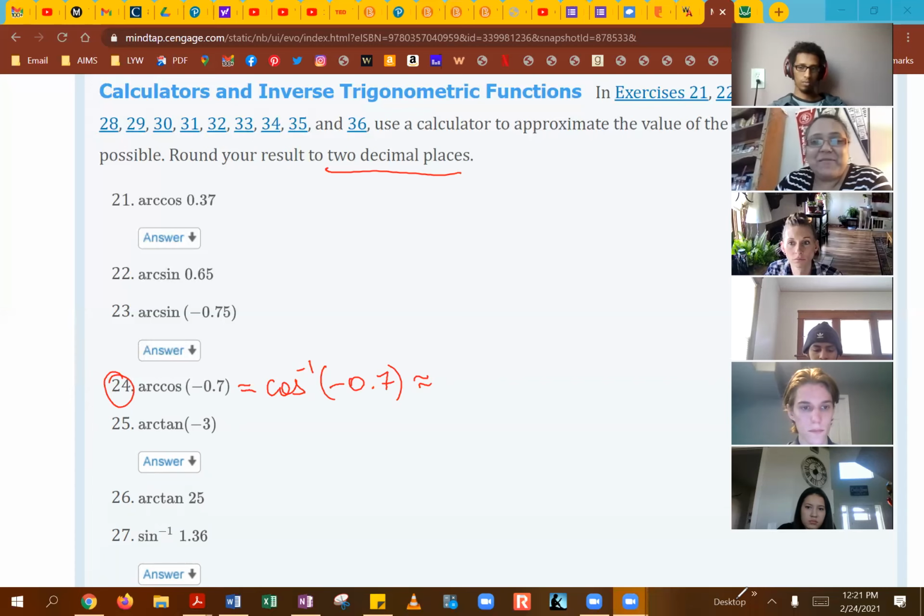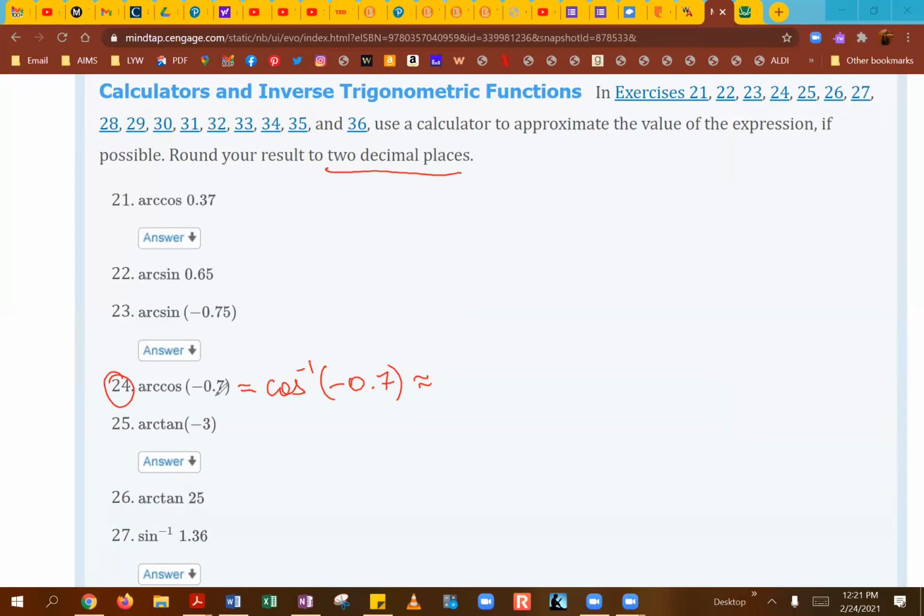Yeah, you still have to remember about the mode. It has to be in the radian mode because we don't know that this is a degree angle since you don't have the word degree or the degree symbol being used. So this is in radians. So make sure your calculator is in the right mode. So yeah, when you round it to 2 decimal places, you get 2.35. All righty, perfect.